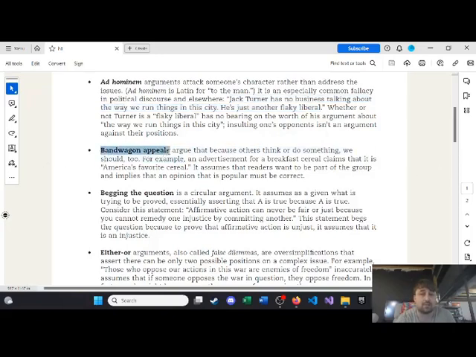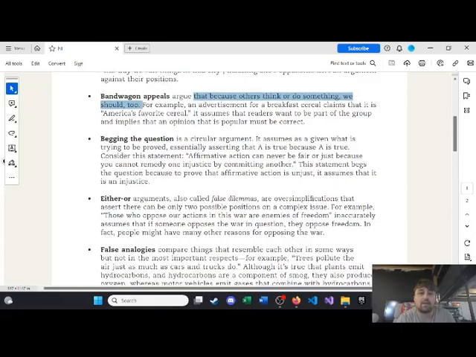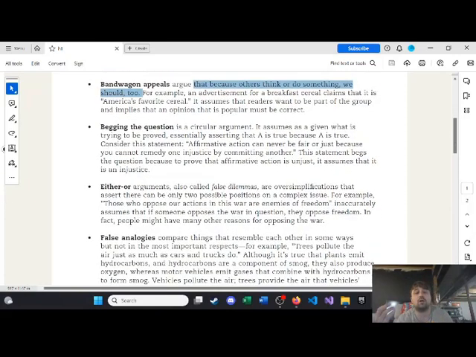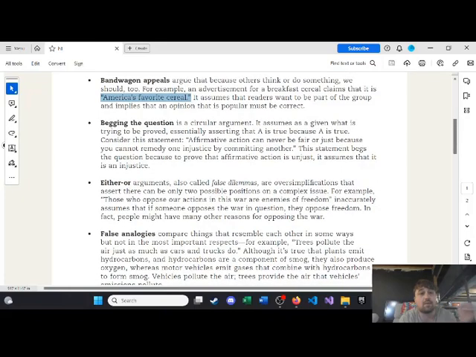So next, bandwagon appeals. It argues that because others think or do something, we should do it too. So that's what they call the bandwagon, right? It's also like an appeal to the popular thing. So what's an example? Let's say there's a breakfast cereal and it claims to be America's favorite cereal. Now, we don't know if that's true. It may be true. That cereal might be the most popular cereal in America by vote or by purchasing, right? Maybe they get purchased more than any other cereal.